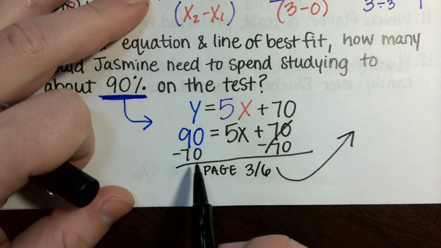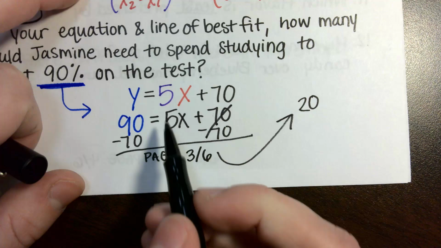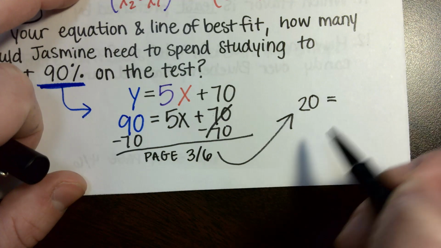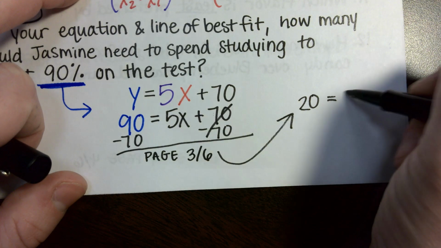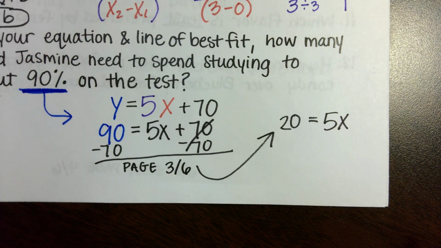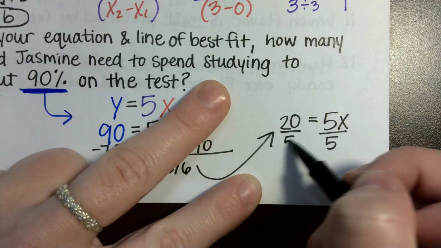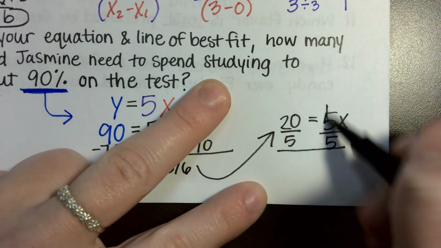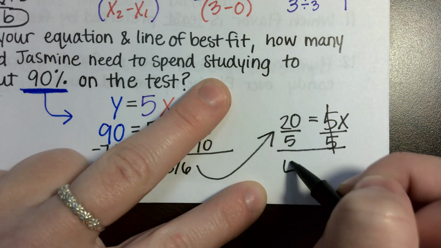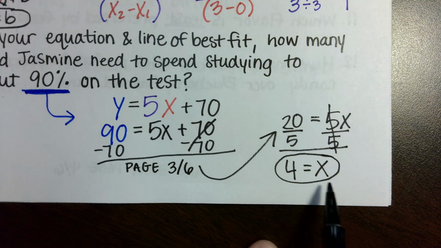I'm going to rewrite this over here. I've got 90 minus 70, which is 20, equals 5x. What do I have left to do? Divide. Good. So we're going to divide by 5 on both sides, and we're going to get 20 divided by 5 is 4 equals x. So we know that x is 4. What does that mean? 4 hours.